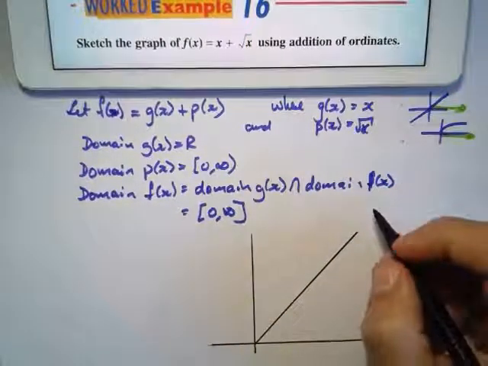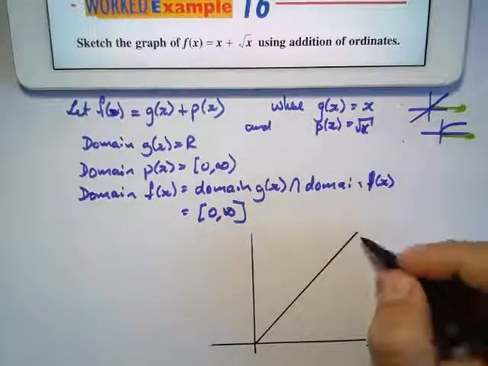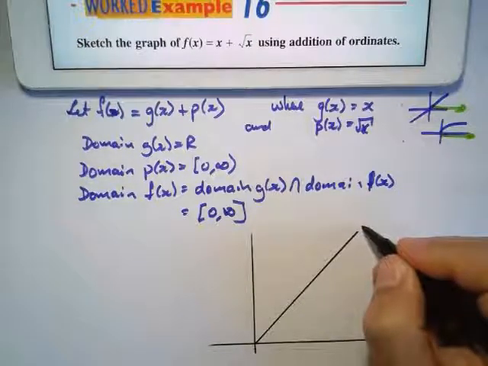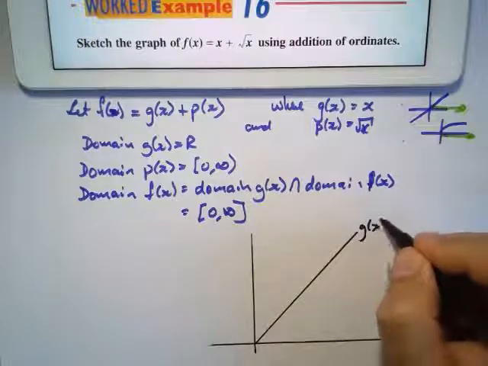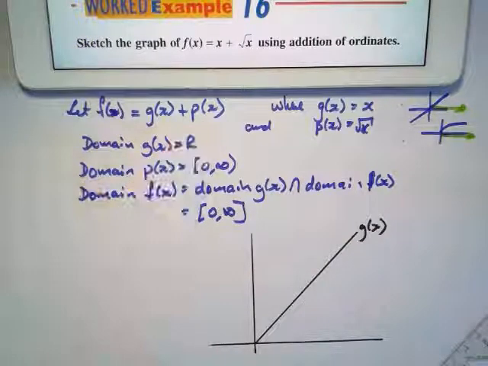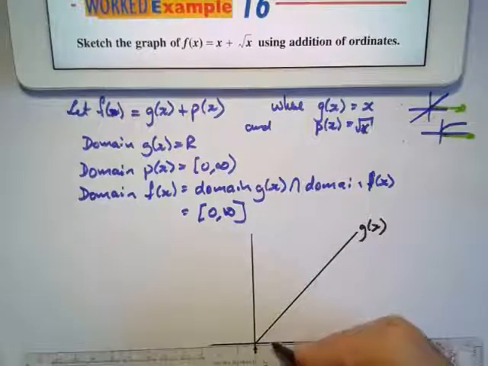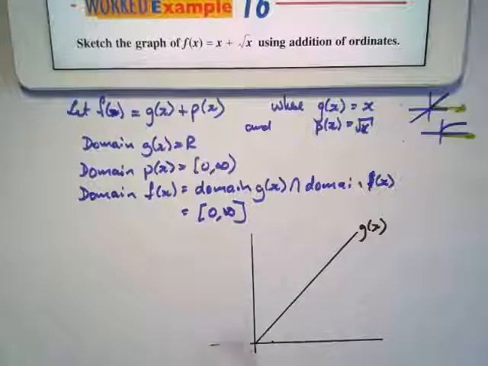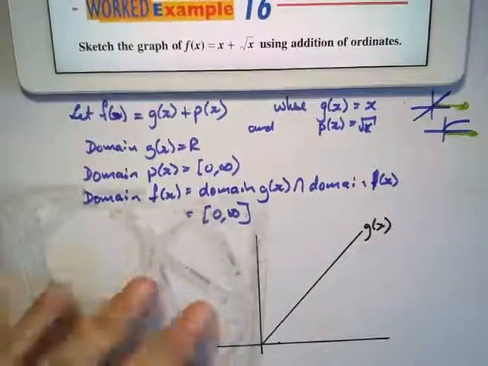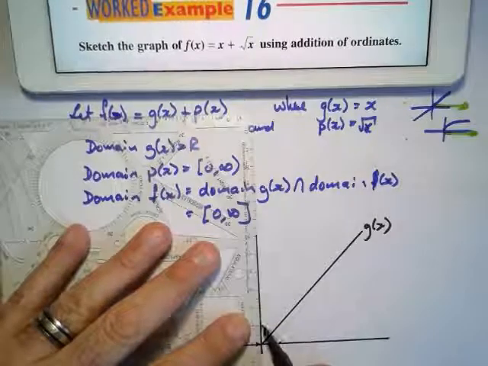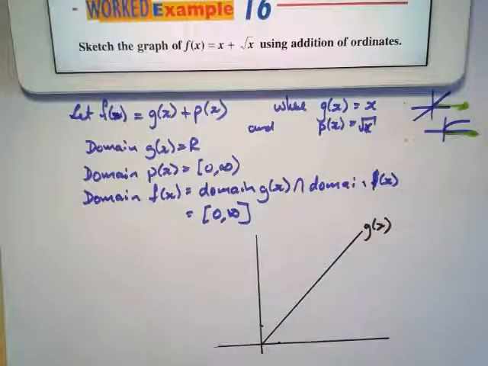This is going to be f(x). This is going to be g(x). I'm then going to draw p(x), and on this scale, if this is 1 and this is 1, and so on. What I know with this graph, it starts at 0, it goes through (1, 1), and then it plateaus off, so it's going to go like that.